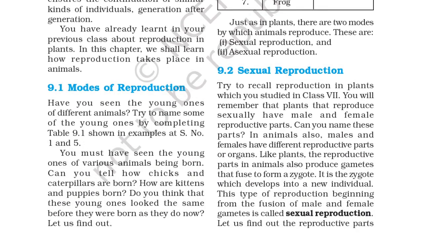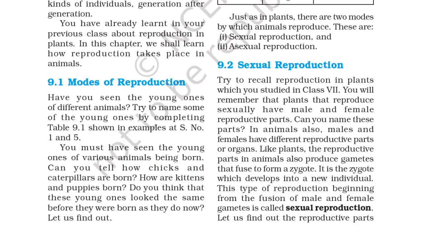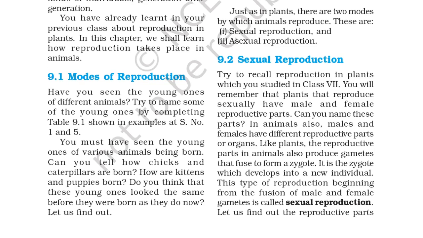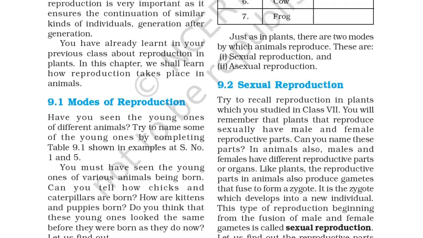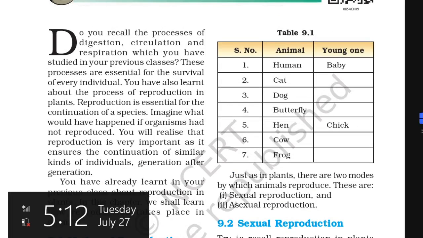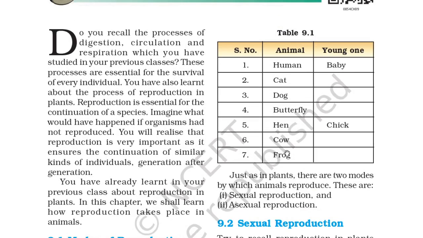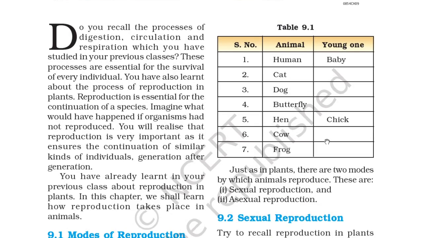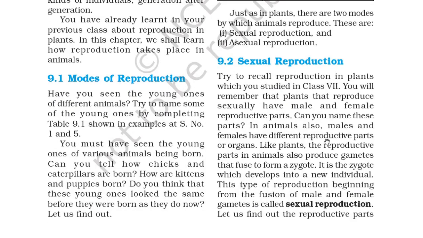So, mode of reproduction. Have you seen the young ones of different animals? Try to name some of the young ones by completing table 9.1. You can complete the table and write the offspring of the animals. You can see here, you can write that a human has a baby, a cow has a calf and a hen has a chick. So, you can complete the table.